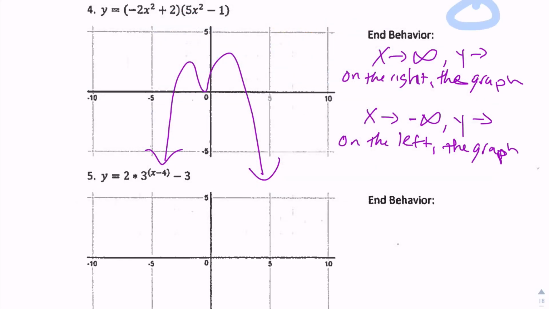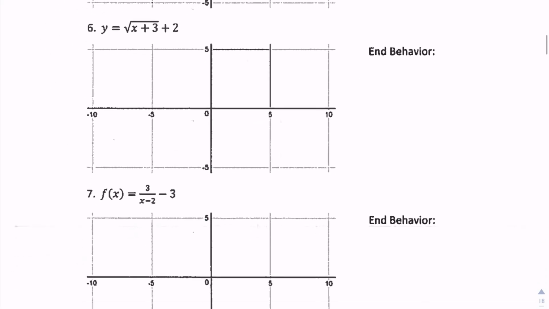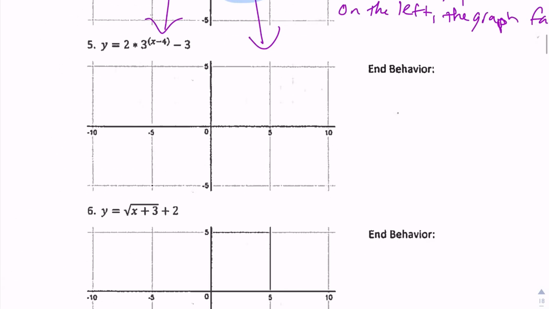So let's grab our little circle here. So on the right, this would be this on this end right here, but perhaps you're noticing right now that it falls on both sides. So we don't need to go through the whole song and dance. This falls on both sides. So the graph falls on both the left and the right. And so we would use negative infinity for both of those. Okay, we have 3 more.